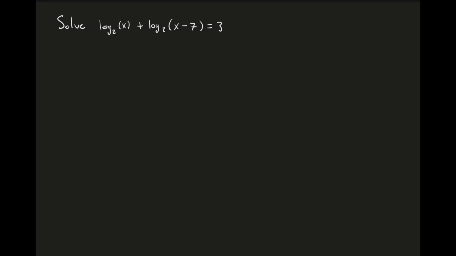So, solving this logarithmic equation, the first thing we know is that we have log base 2 of x plus log base 2 of x minus 7 is equal to 3. When you're solving logarithms, your core goal is to get all the logarithms on each side grouped into a singular logarithm. So I'm going to group these two together and get log base 2 of x times x minus 7 is equal to 3. That's because if you have two logarithms adding, the insides multiply.